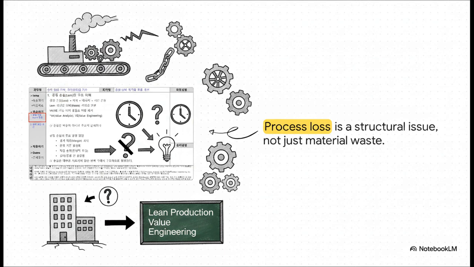This ties right back into lean production and value engineering principles. We aren't talking about isolated accidents or random machine breakdowns here. We're talking about structural issues. These losses happen because of excessive margins set during the design phase, unclear operating standards, or just outdated habits that operators repeat shift after shift. Because it's a structural problem, it demands a structural solution.